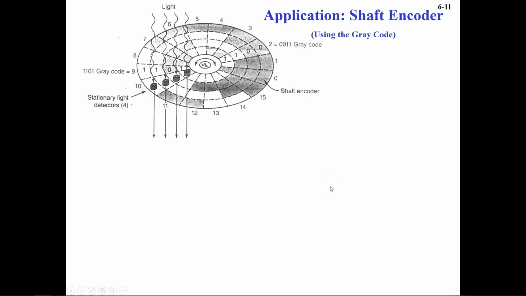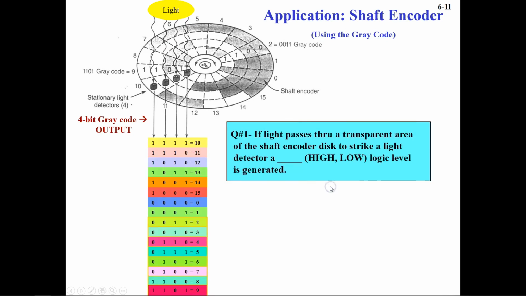Now let's see. So this is the question. If light passes through a transparent area of the shaft encoder disk to strike a light detector, a high or low logic is generated. So in that case, we already know that if the light passes to the detector through this shaft encoder, then that will be considered as high, which means 1. So this is your answer.